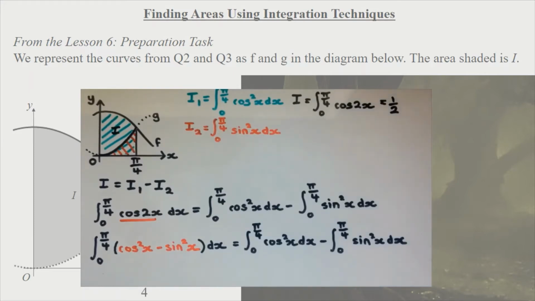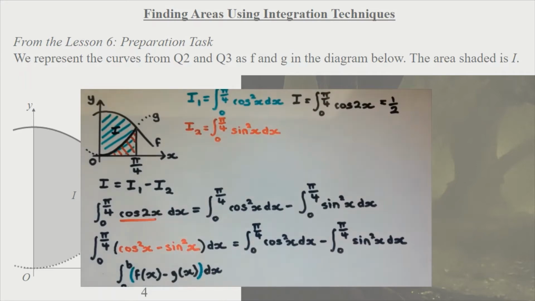Now, I can generalize this because remember I called the function cos squared x f and sine squared x g. So we can generalize this result now. We'll prove it later, but I can state now that if I have an integral from a to b of f of x subtract g of x, all with respect to x, and I'll just put those in brackets so we can see the distinction. So we're integrating all this together.